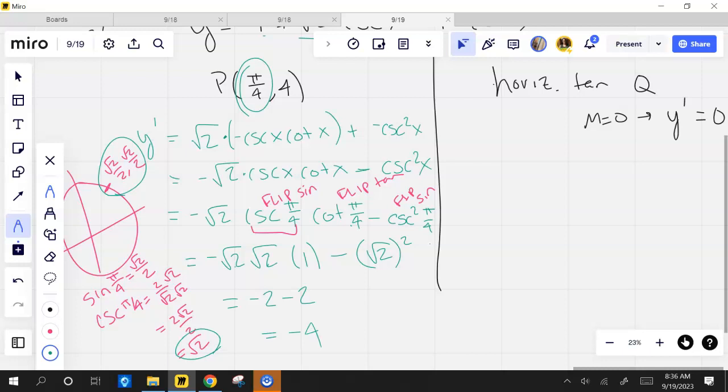Holy cow, have I answered the question yet? No, you haven't. What did I just find? The slope of the tan line at pi over 4. Now I've got the slope and the point. Now I can write the equation.